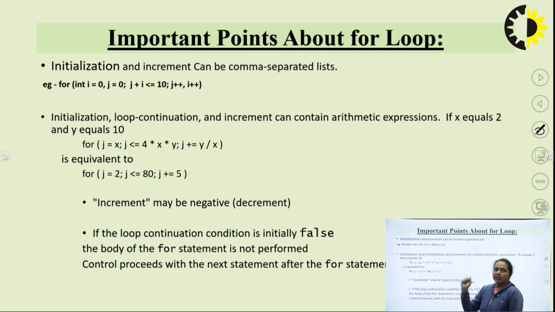Now there are some facts about the for loop. First, initialization and increment can be a comma separated list. Means it is not compulsory that we can only initialize one variable within the for loop. We can initialize more than one variable. For example, int i = 0, j = 0. Means here we have initialized two variables, i and j, and both are set to 0. This cannot be done while using a while loop.